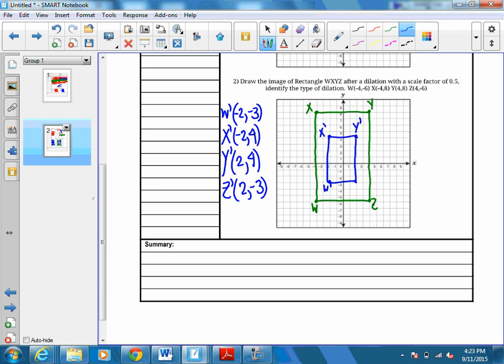So, in my notes, remember it told me that if I had a scale factor that was less than 1 and it was between 0 and 1, my figure was going to be a reduction. So I didn't change the shape at all, I just changed the size. So remember these figures are similar, however my dilation was a reduction.